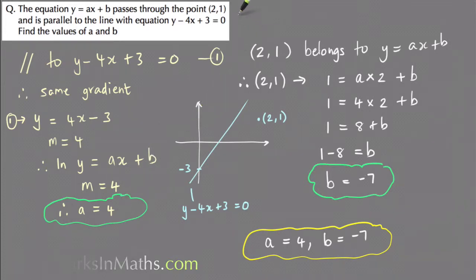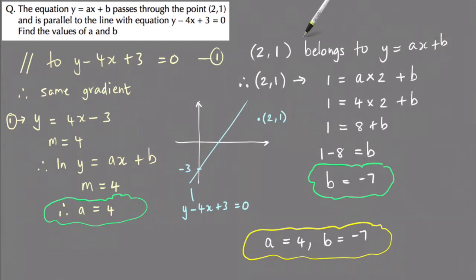And the other bit of information you're given is the point 2, comma 1 belongs to this line. So anytime in a question where you know that a point belongs to a line or an equation, what you have to do is sub that point in to find the value of an unknown, such as in this question, and that's what you do.